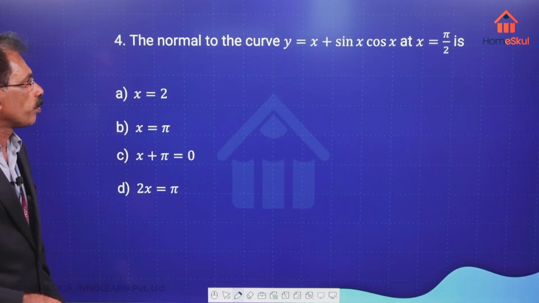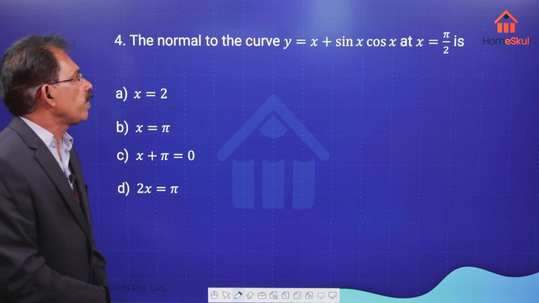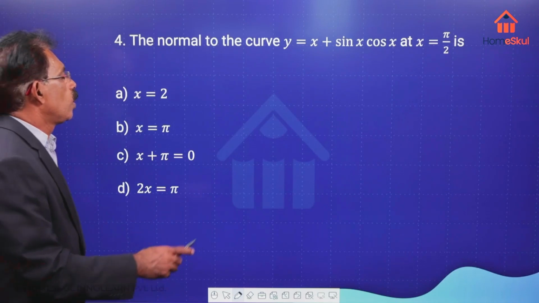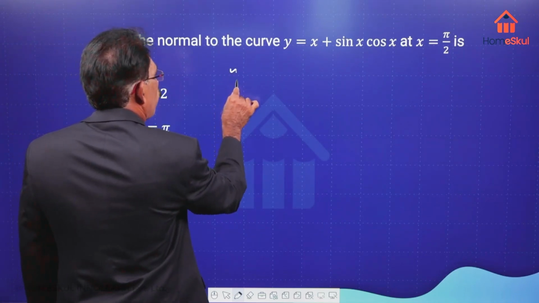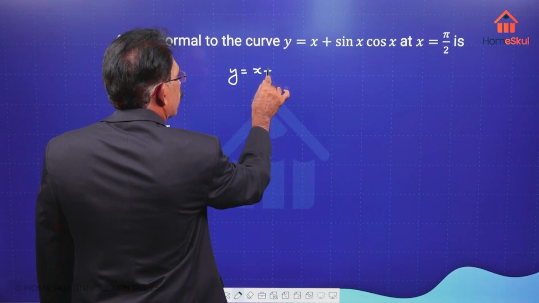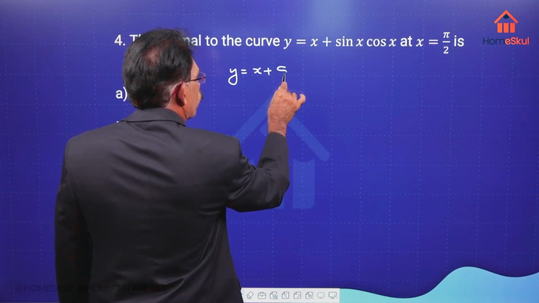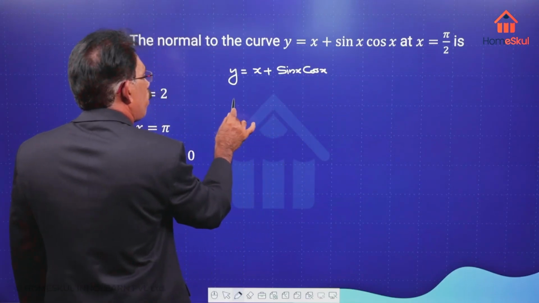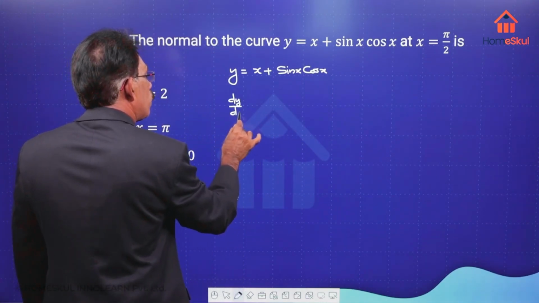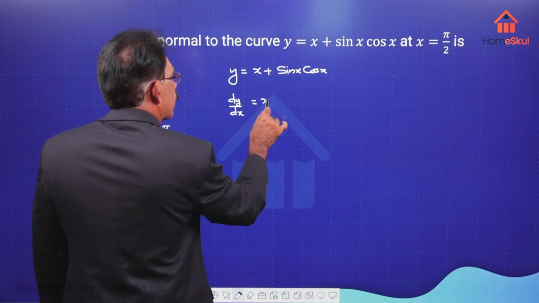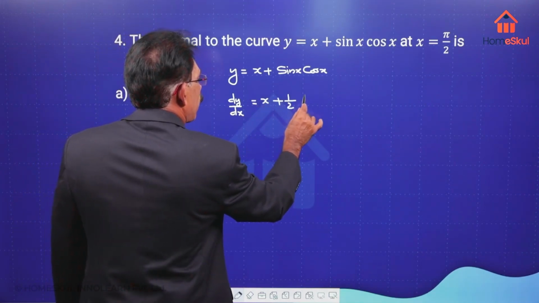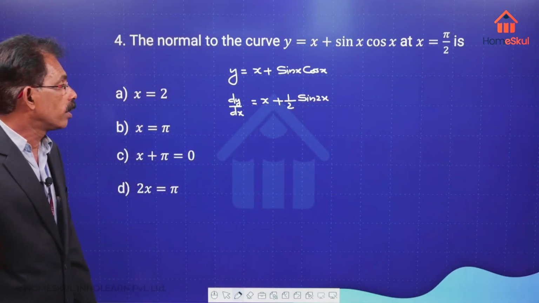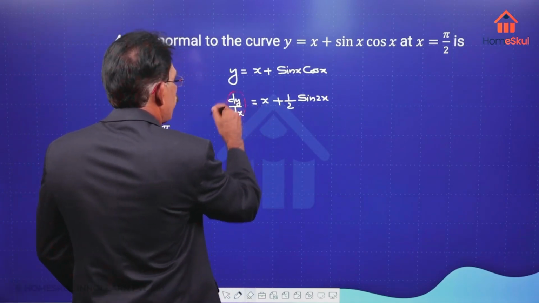Next question. The normal to the curve y is equal to x plus sin x cos x at x is equal to pi by 2. You know sin x cos x. 2 sin x cos x is equal to sin 2x. Sorry, this is y, only y.